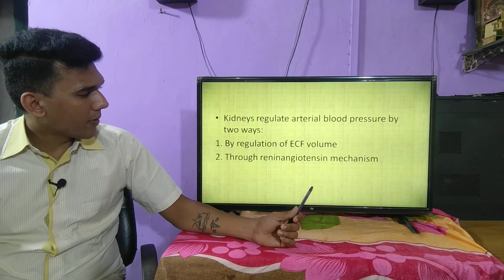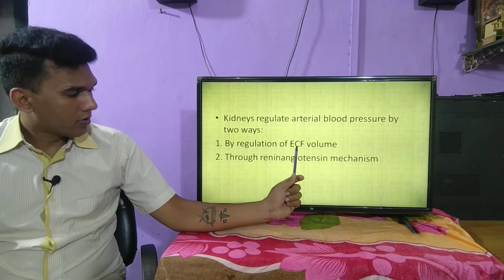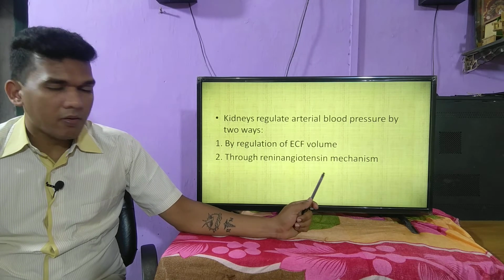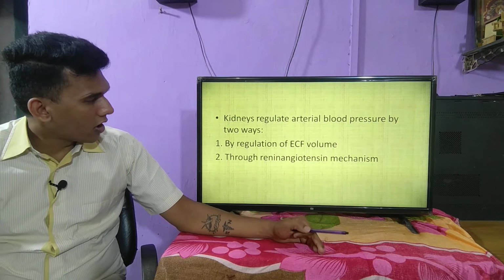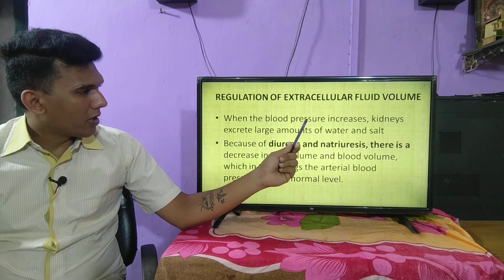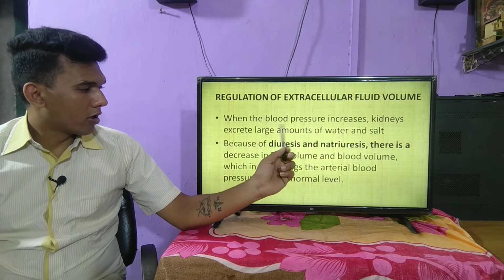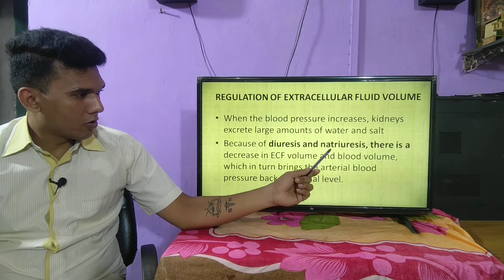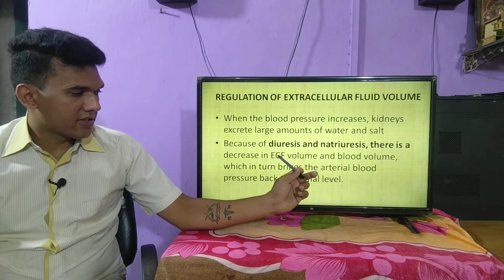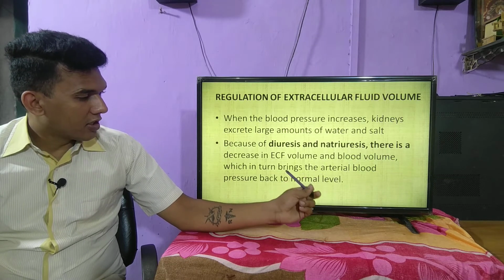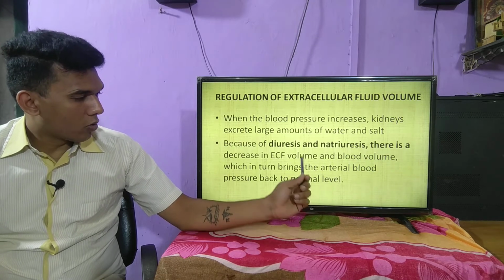It mainly acts by the regulation of the extracellular volume and through the renin-angiotensin mechanism. So we will see what those are. So when the blood pressure is increased, the kidney excretes a large amount of water and salt. Because of diuresis and natriuresis, there is a decrease in the extracellular fluid volume and blood volume, which in turn brings the arterial blood pressure back to the normal level.